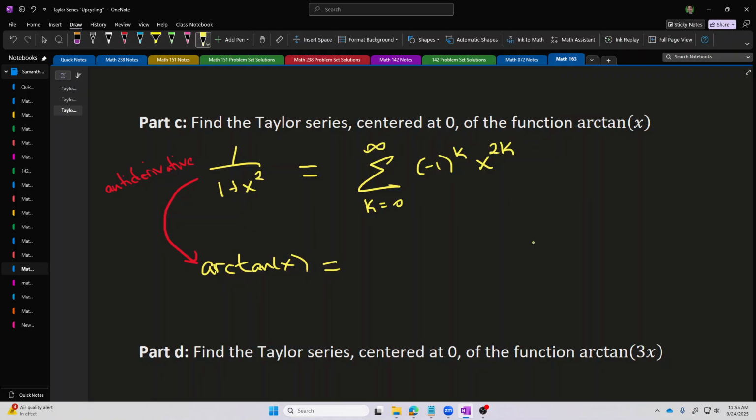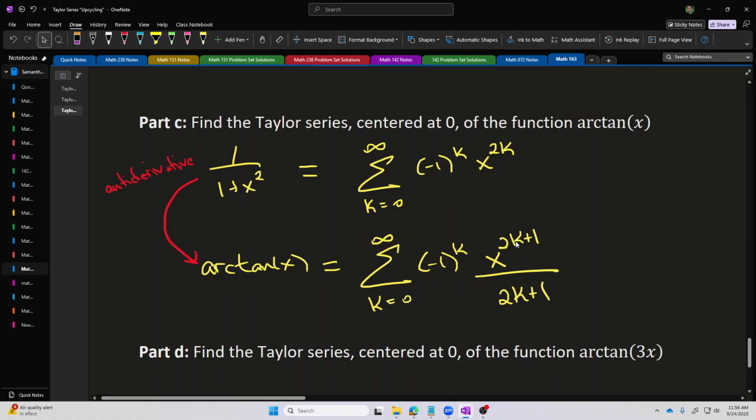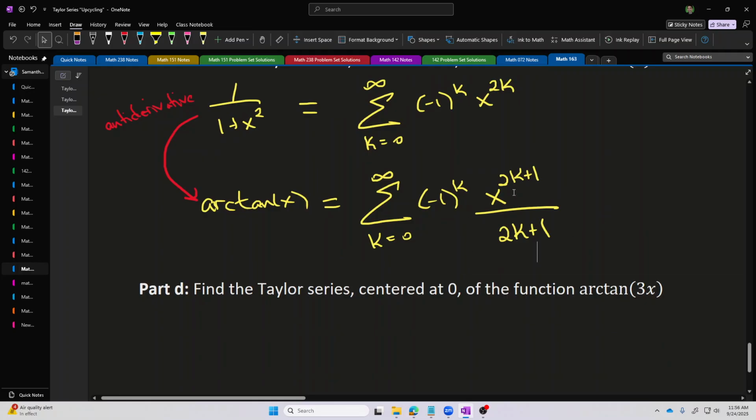So if I apply the power rule on the right-hand side to find the antiderivative, I get the sum as k goes from 0 to infinity of negative 1 to the power k. And then I'm using the power rule for integrals, so I will increase the power by 1 unit, and then I will divide by that increased power. X to the power 2k plus 1, and then divided by 2k plus 1. So here we have the Taylor series representation of arctan of x, the inverse tangent function.